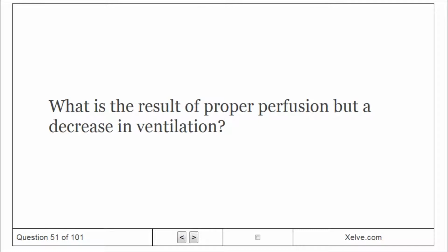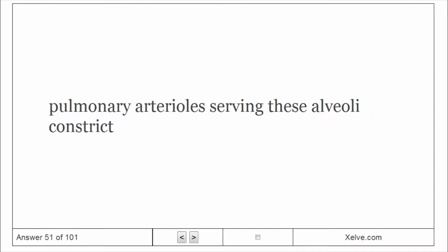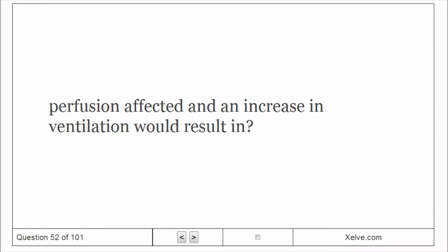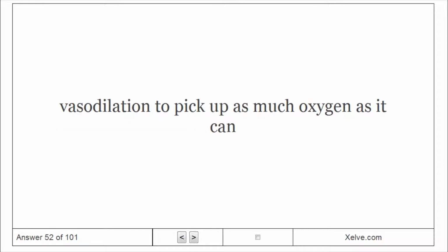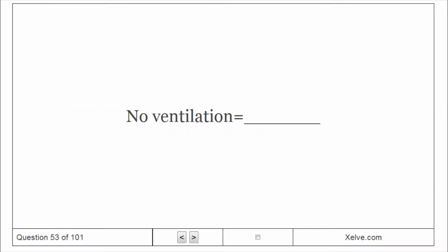What is the result of proper perfusion but a decrease in ventilation? Pulmonary arterioles serving these alveoli constrict. Perfusion affected and an increase in ventilation would result in vasodilation to pick up as much oxygen as it can. No ventilation equals blank. Bypass. No perfusion equals blank. Vasodilate.